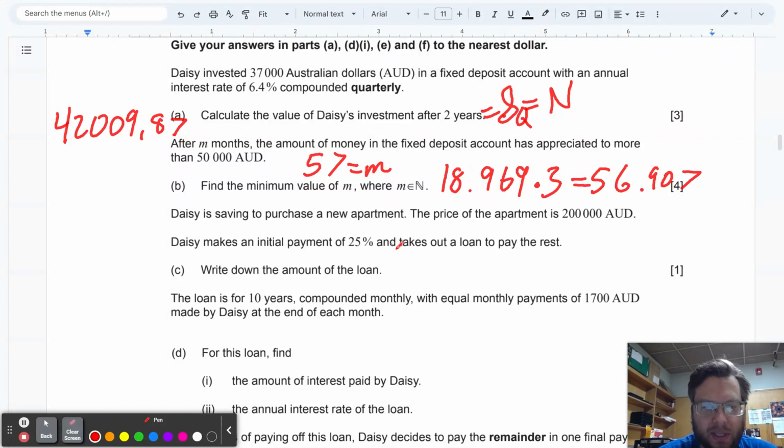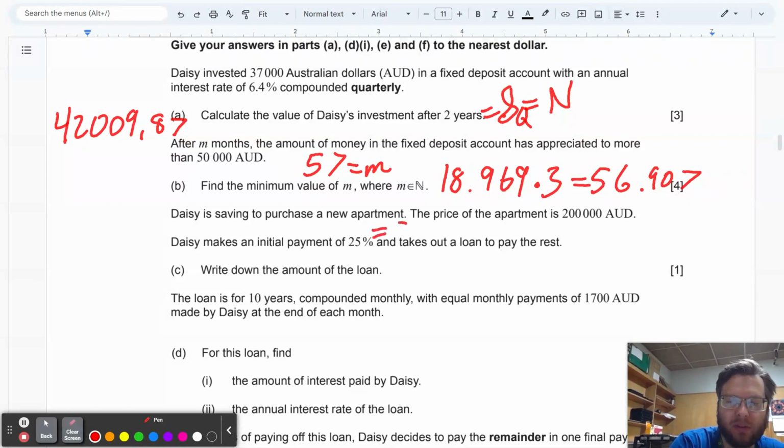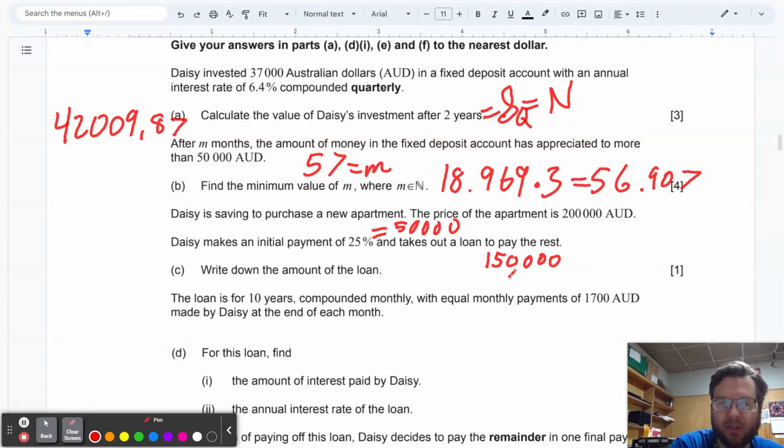Okay. Daisy is saving to purchase a new apartment. The price is $200,000. She makes an initial payment of 25%. So 25% of 200,000. If you calculate that out, that gives you $50,000. And she takes out a loan to pay the rest, which is the other $150,000. So that's for part C.